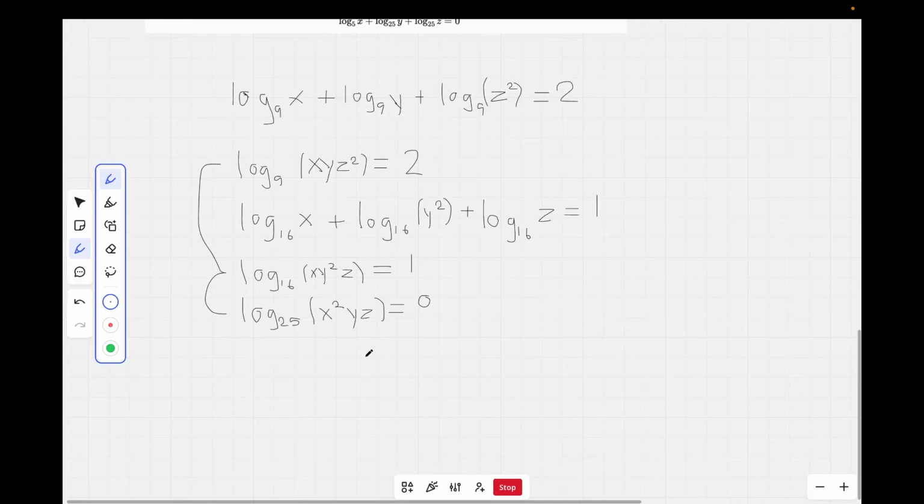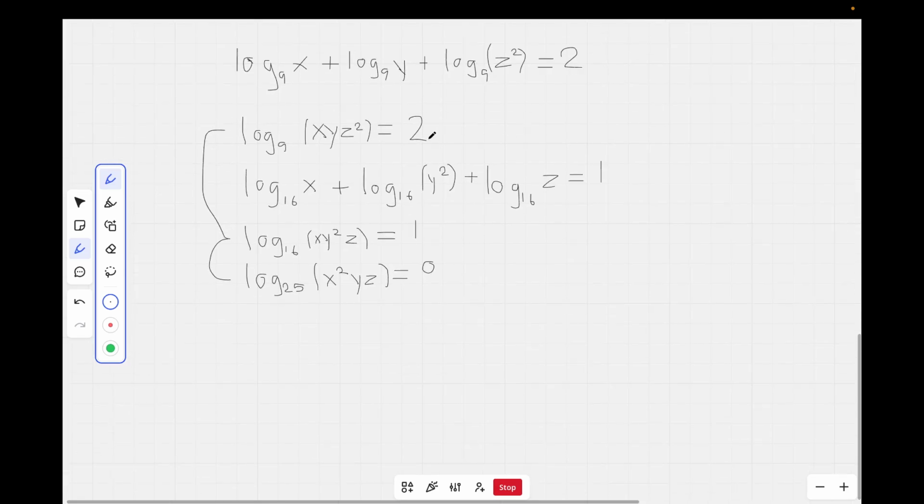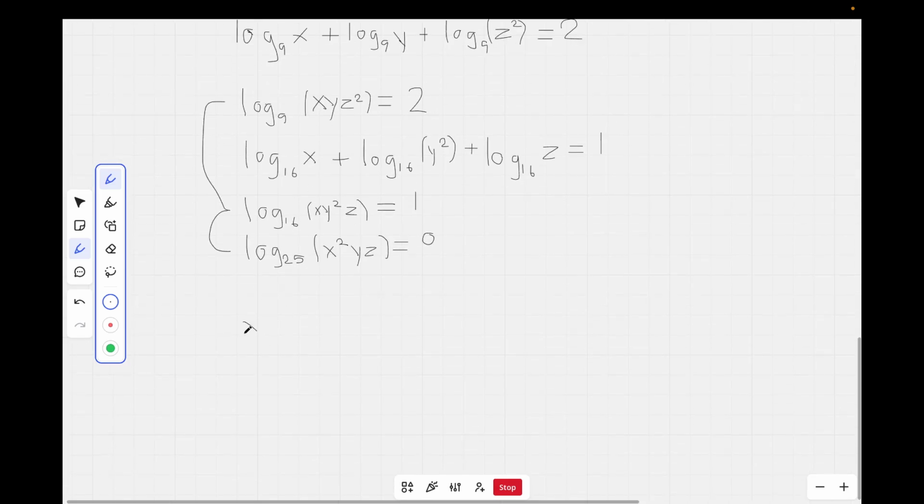Now, we can simplify these equations by noticing that you only have one logarithmic term on the left-hand side and a constant on the right-hand side. So we can just remove the logarithmic term by taking the power of 9, for example. Like we can do 9 power the left-hand side is equal to 9 squared here. And since 9 power log 9 of xyz squared is by definition just xyz squared, we can get that xyz squared is equal to 81 because it's 9 squared.